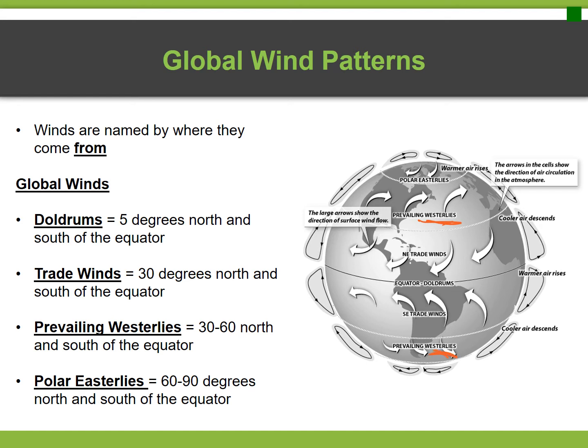And then you have the polar easterlies, which are down here. You can't see it on the bottom part of this, but you can see it on the top part of the diagram. And what does that mean? That they came from the east, right?